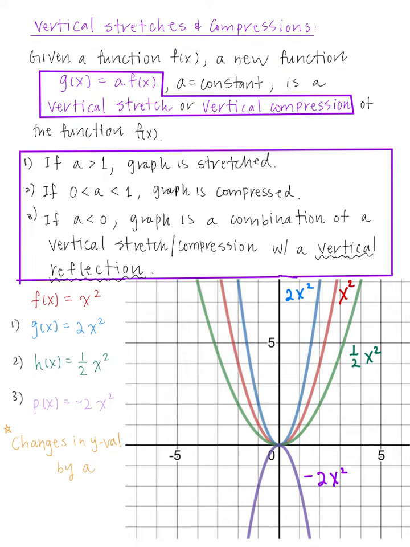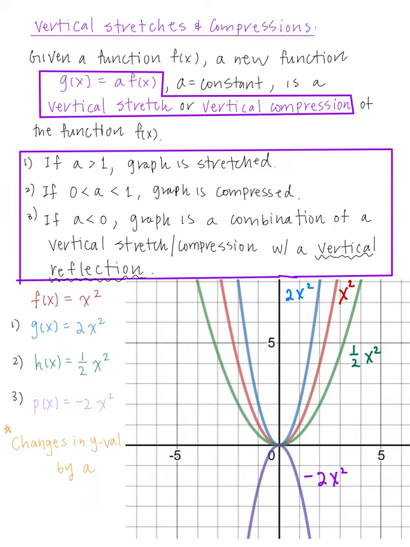So basically, if you multiply by a constant, whether it's 2, 1/2, or even negative, your x value is going to stay the same, but you're going to either increase or decrease your y value by the value of a. So x stays the same and the y values are the ones that are changing.